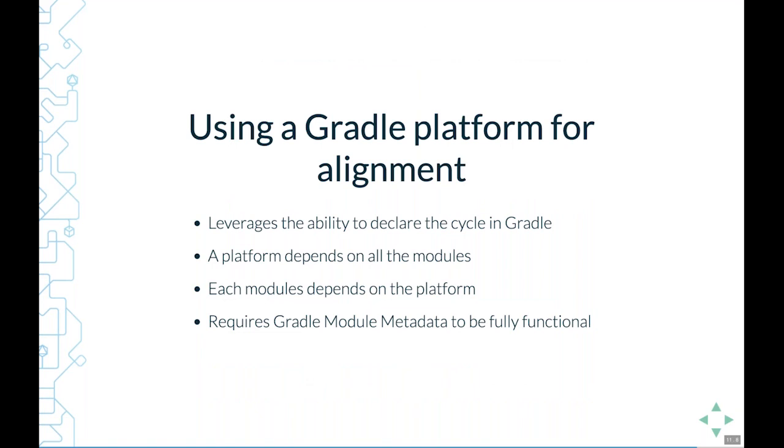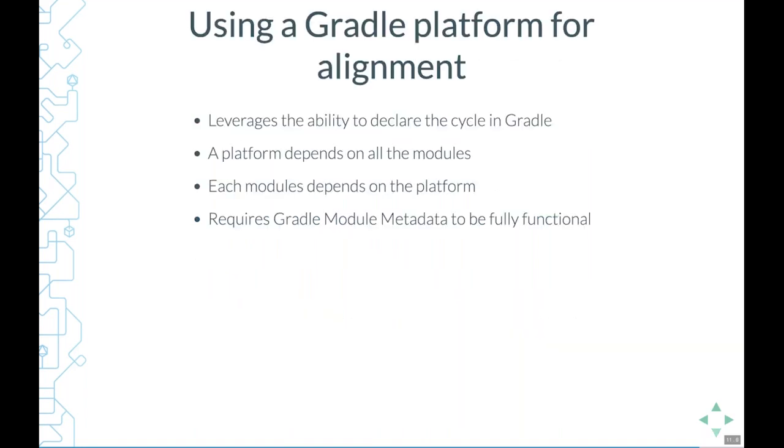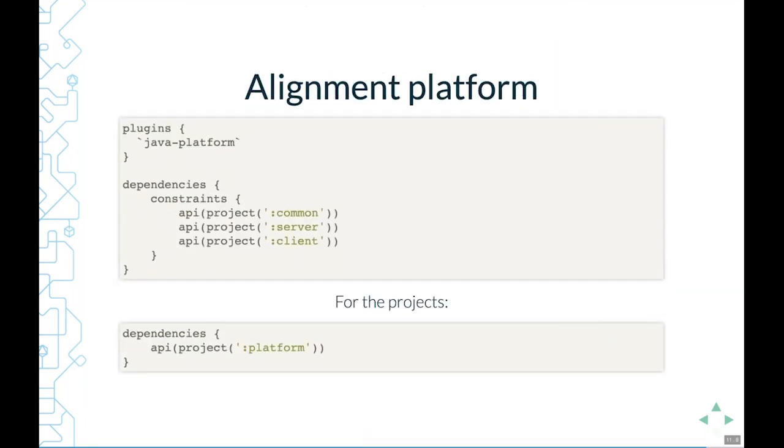If we go back to the Java platform plugin of Gradle, you can also use it for defining a platform for alignment. The way it works is that Gradle allows you to have a cycle there. So the platform will depend on all the modules. Each module depends on the platform, requires Gradle module metadata, though, to work in the wild, to work as a published solution. And so what it does is, you see the alignment platform.